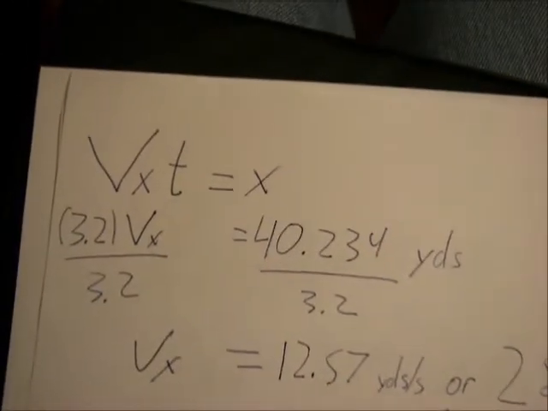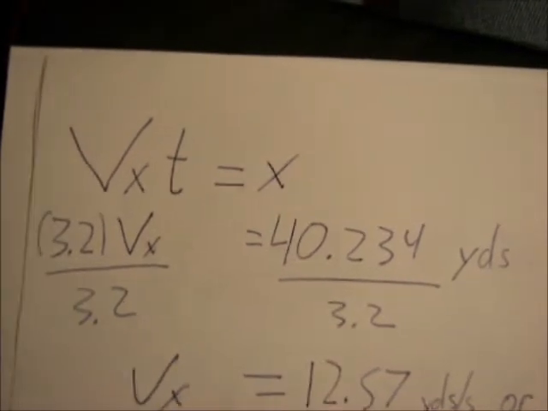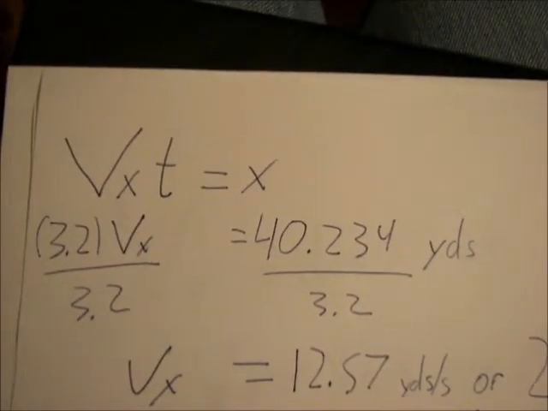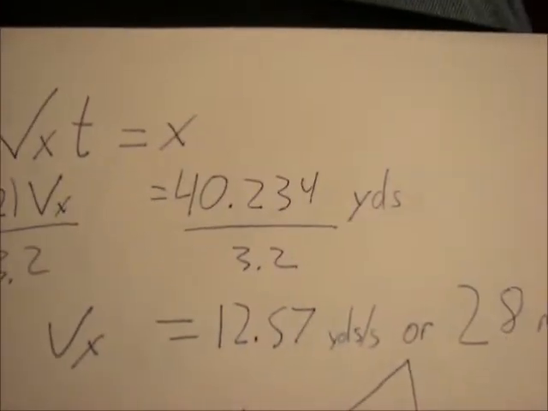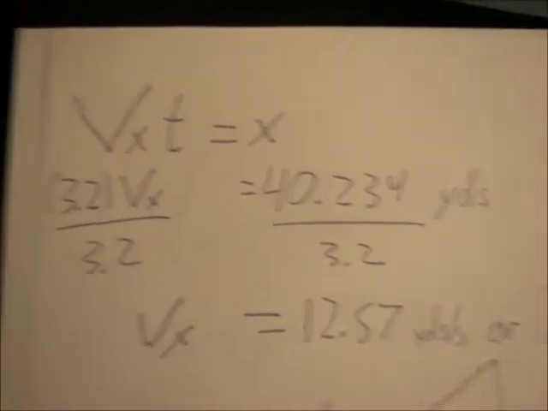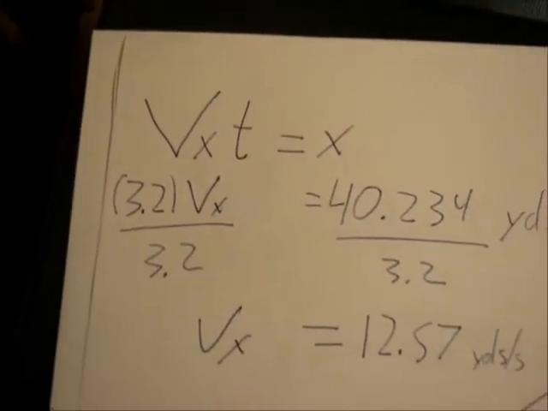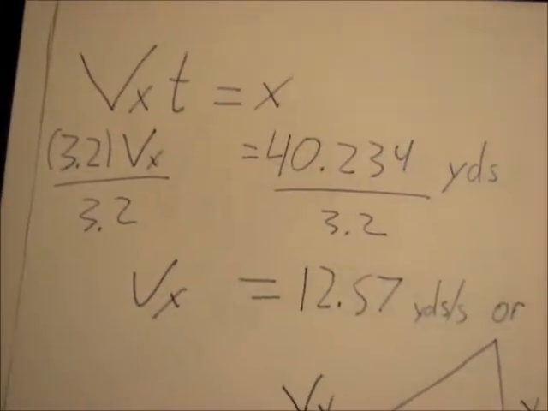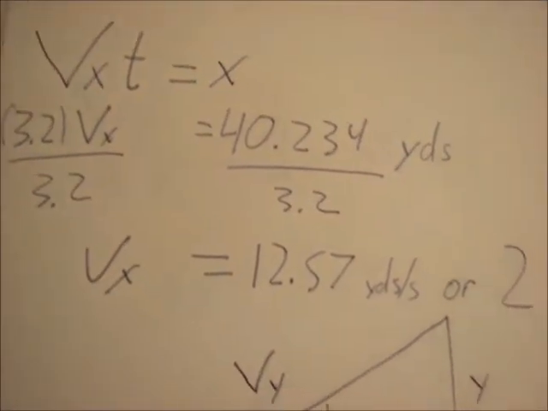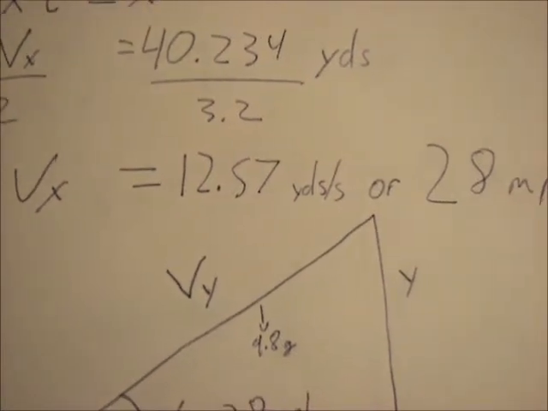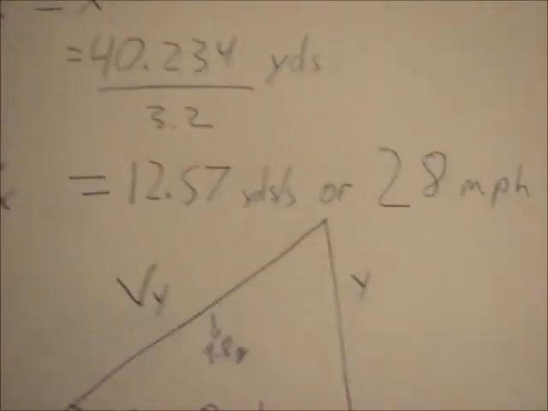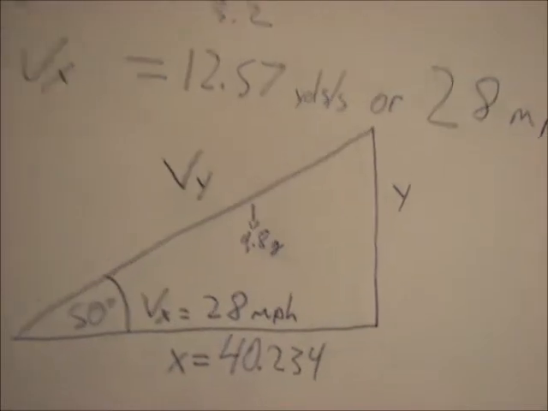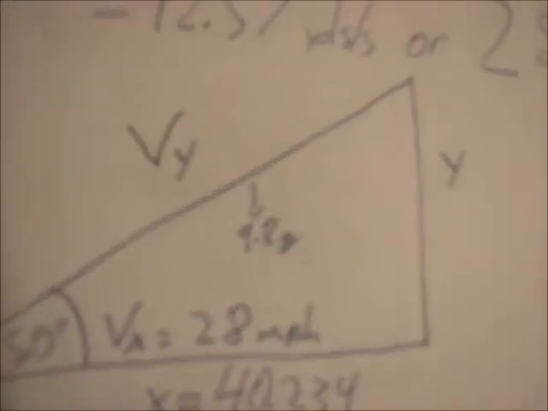Now to solve for v of x. First, you take v of x times time equals x. You solve for x, which was 40.234 yards, and time, which is 3.2 times vx. Then you divide both sides by 3.2 and get v of x equals 12.57 yards per second, or 28 miles per hour, which is then the x-axis.